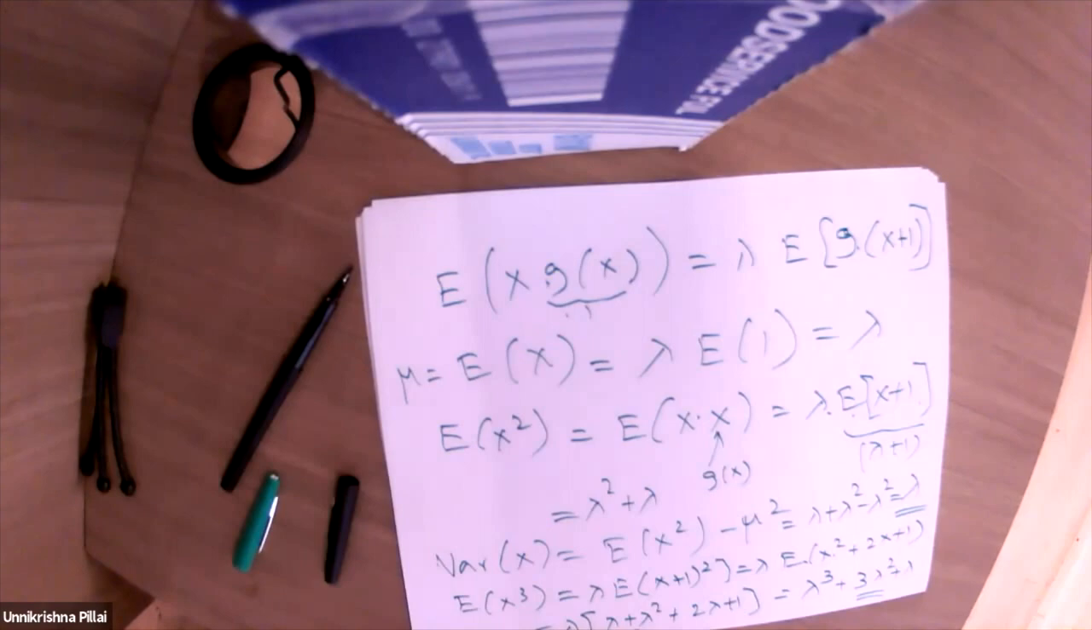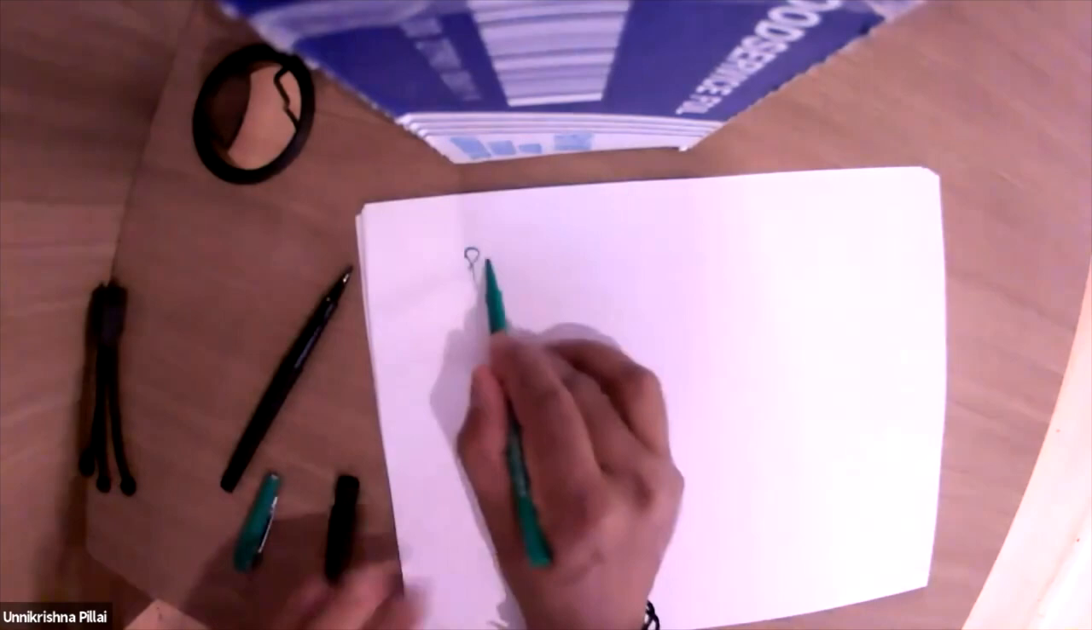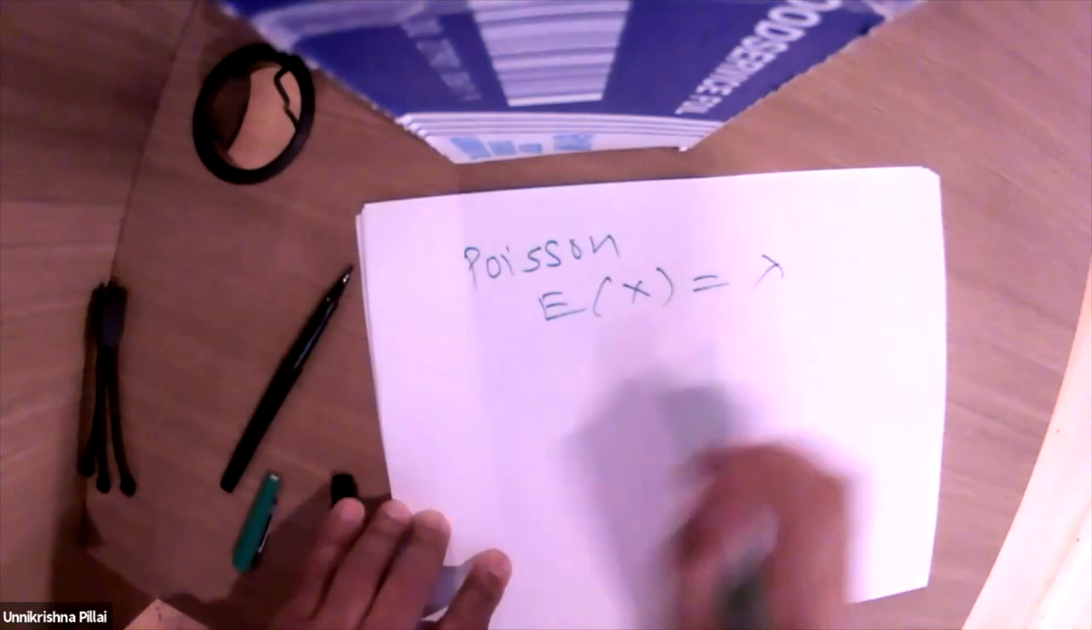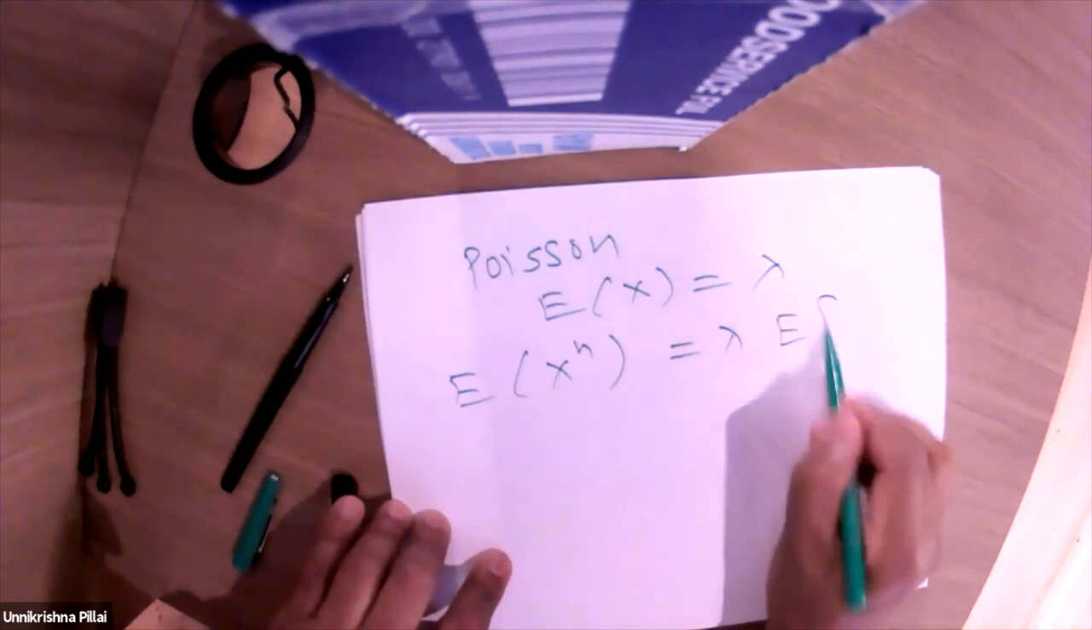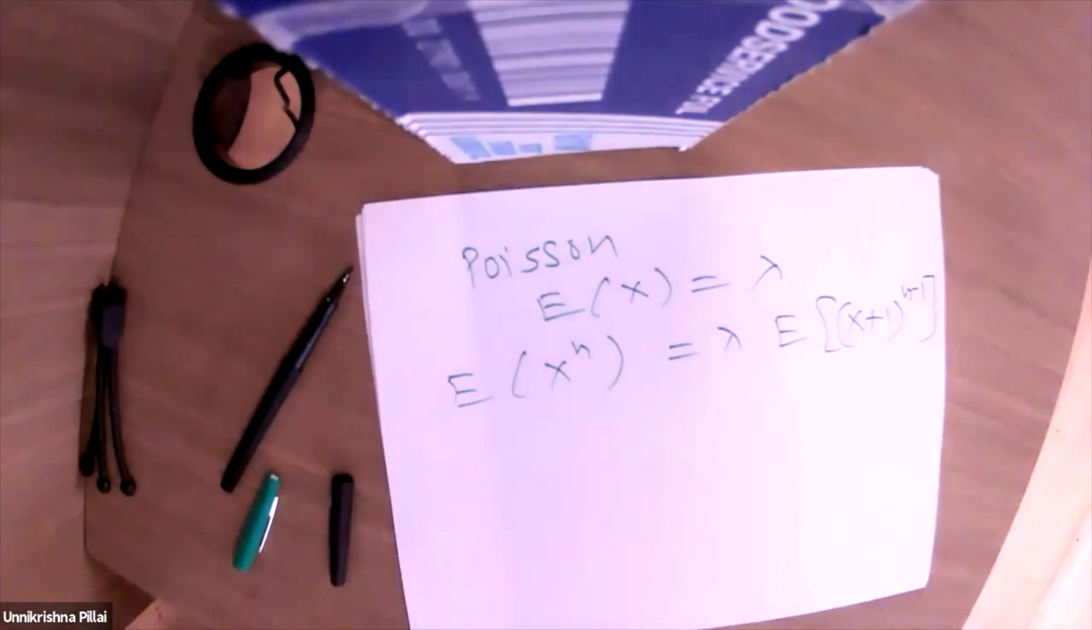So of course, for Poisson, you have this iterative formula. For Poisson, you have the expected value of x is lambda and the expected value of x to the n is lambda multiplied by the expected value of (x plus 1) to the n minus 1. So you can use this to compute all the higher order moments.